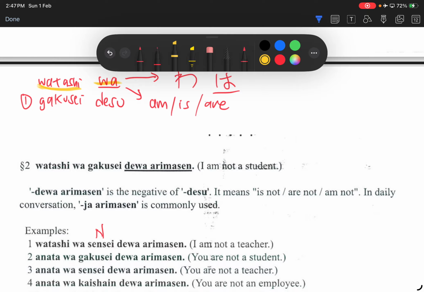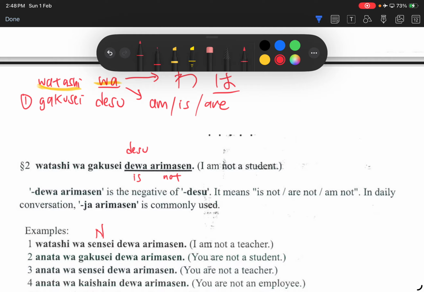Right, if you can go to the next page, we have number 2. Watashi wa gakusei de wa arimasen. So this de wa arimasen, instead of desu. Now the desu has evolved into de wa arimasen. De wa arimasen simply means is not. So watashi wa gakusei de wa arimasen. So I is not student. I am not student lah.